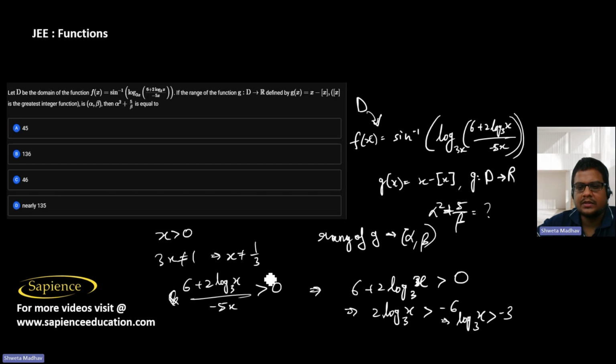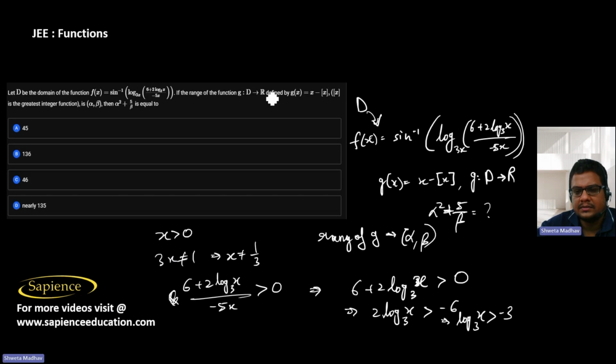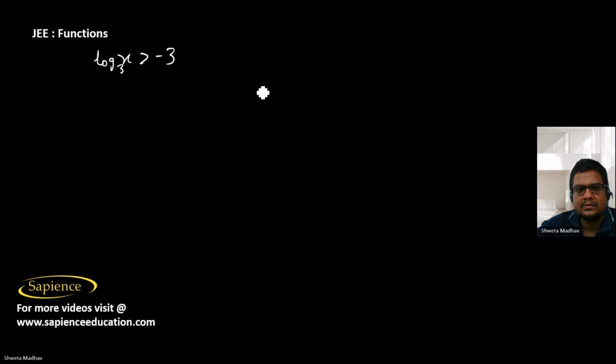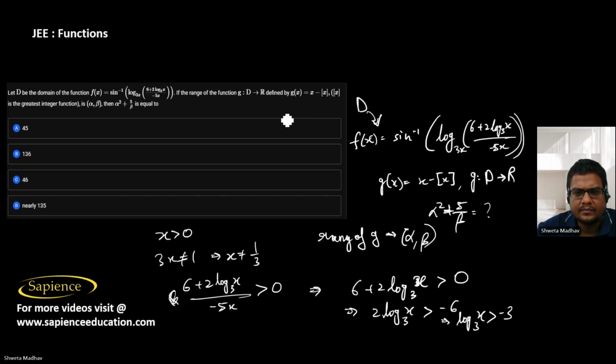Therefore, from here we can say that log x base 3 is greater than minus 3. So x should be greater than 3 power minus 3. It means that x should be greater than 1 by 27.